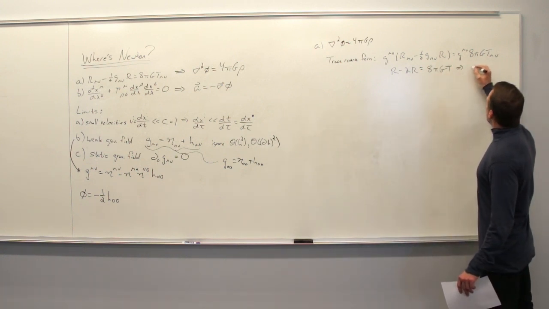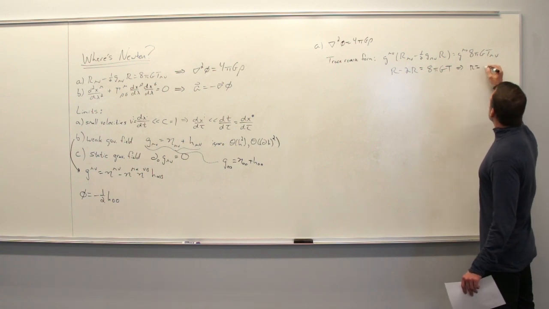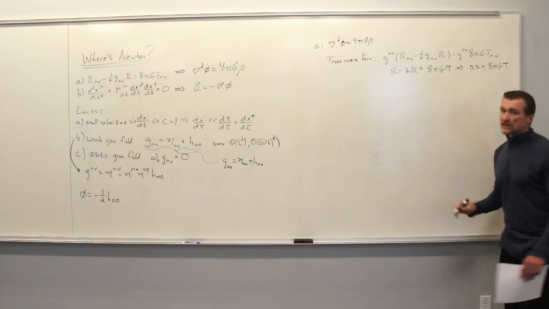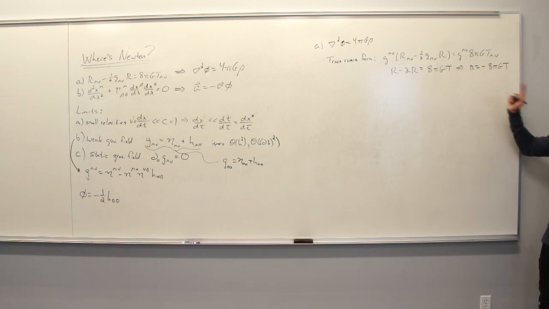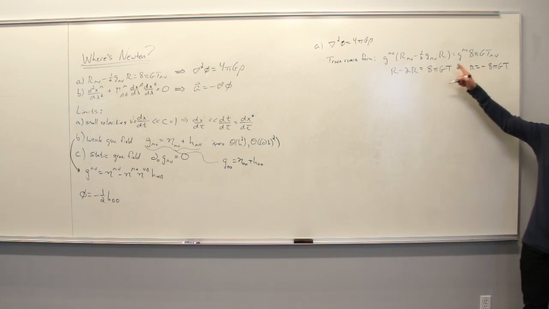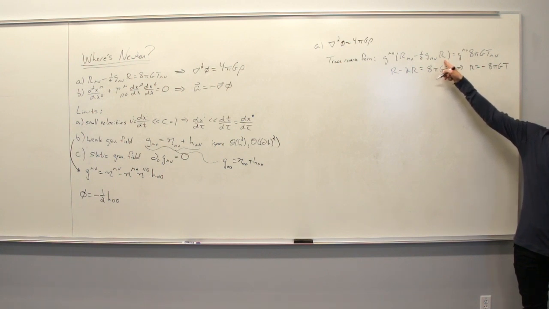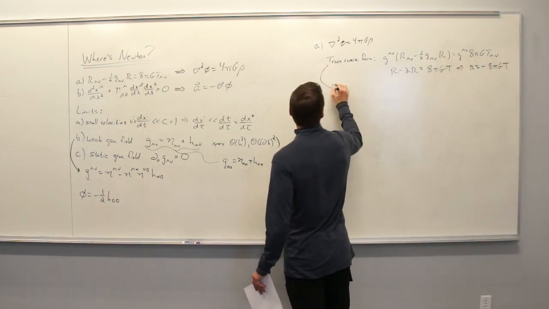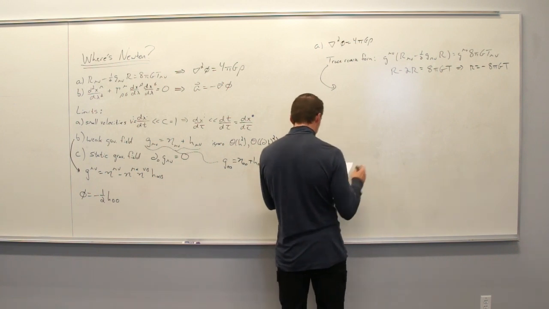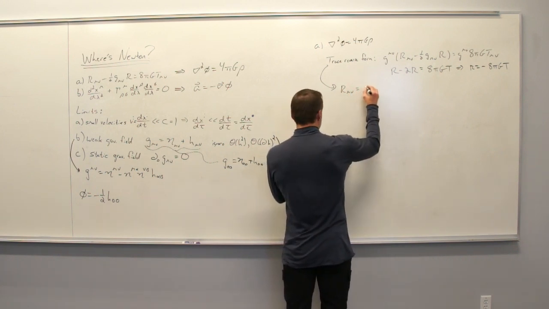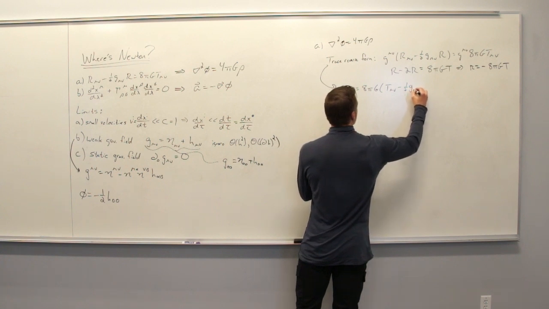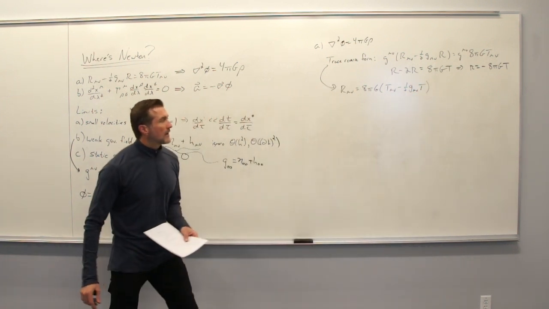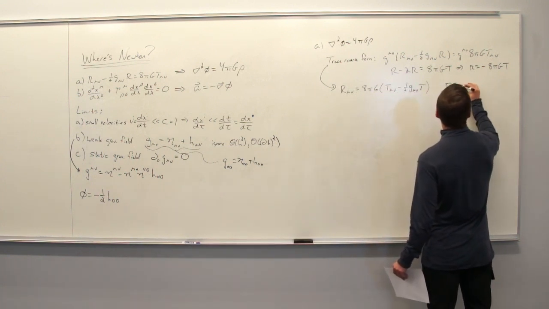So at the end of the day, we can say that R is equal to minus 8 pi G times the trace of the energy momentum tensor. That's just solving this for R. I can take this expression for R and plug it back into Einstein's equation, and then move the T terms to one side. I end up with R mu nu equal to 8 pi G times T mu nu minus 1/2 g mu nu T. This is Einstein's equation in trace reverse form.